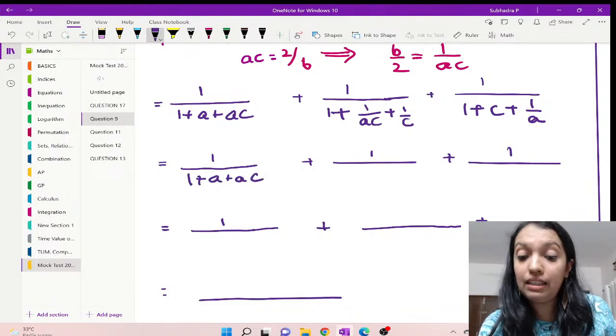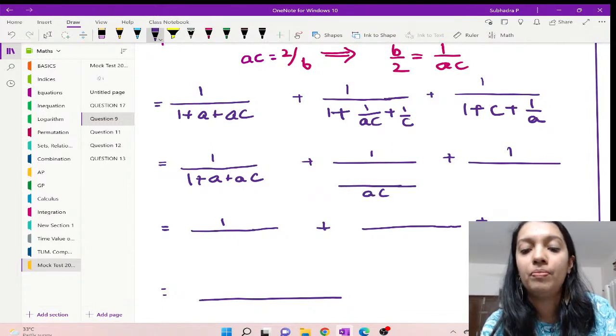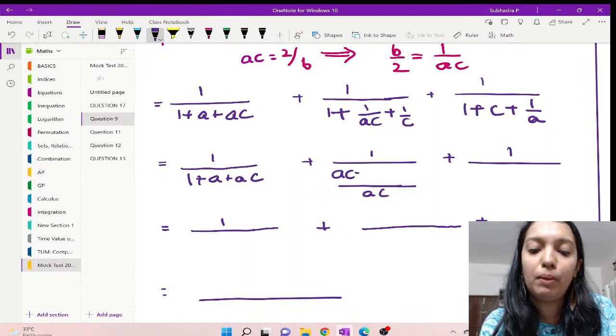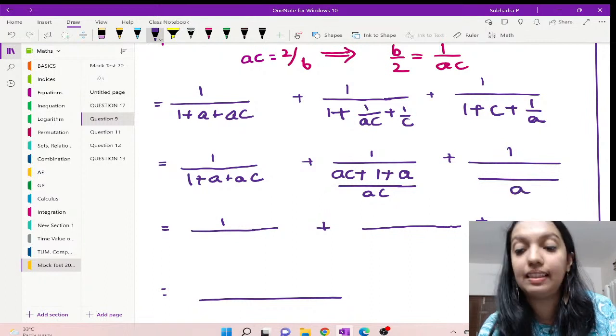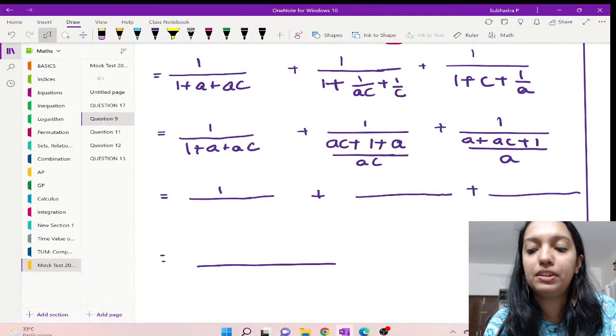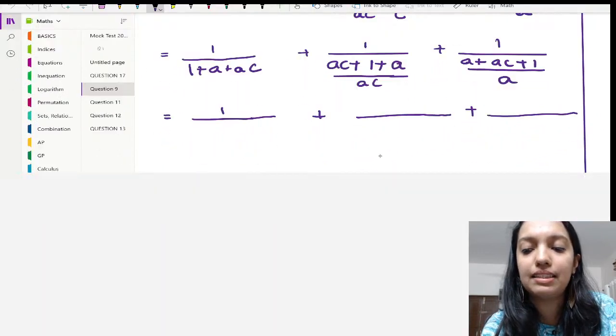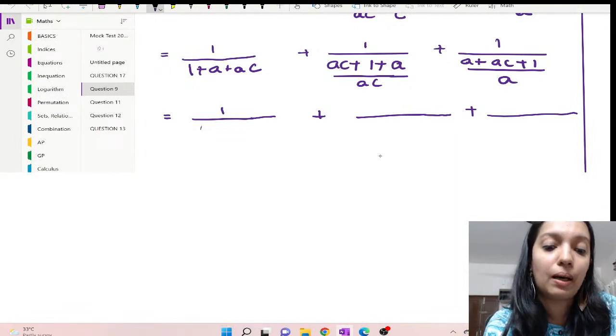For the second part, I can take AC in the denominator as LCM. So 1 will become AC, 1 will remain as it is. Here I can multiply it with A. Here I can take A in the denominator as LCM. So this will be A plus AC plus 1. What can happen in the next step? You can observe that in 2 parts, here I have AC and here I have A. Take them to the numerator. So this will become 1 plus A plus AC.